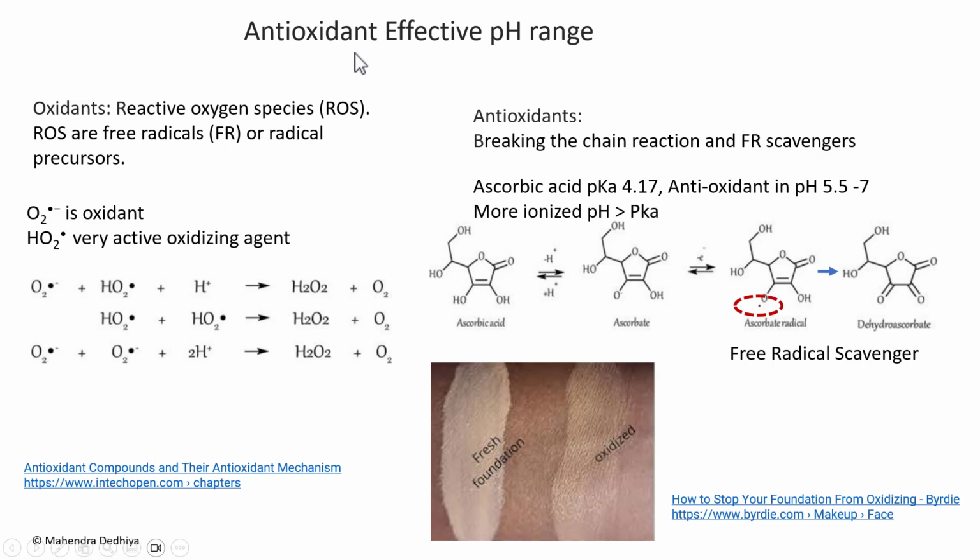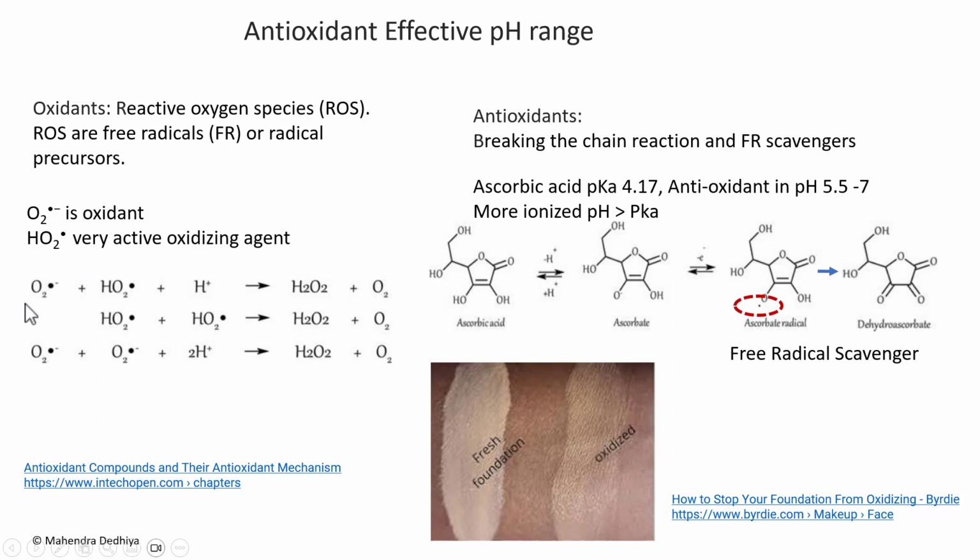Another aspect is antioxidant effective pH range. Oxidants are reactive oxygen species, ROS. It's a free radical or free radical precursor. Shown here as O2 free radical, oxygen free radical is an oxidant, HO2. It's a very active oxidizing agent.